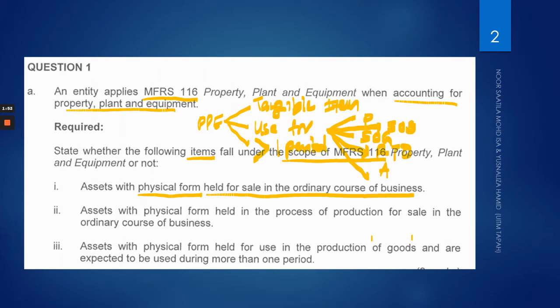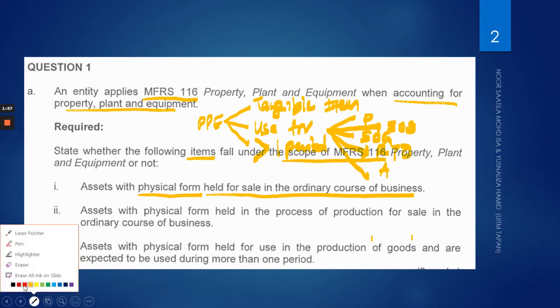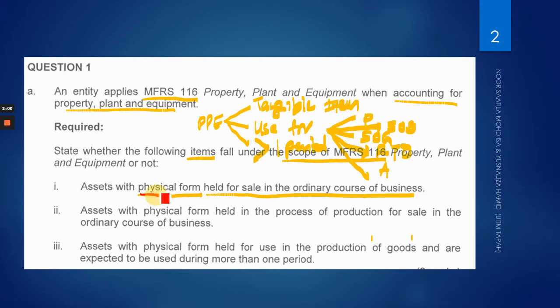Okay, so if you look at what you have here in our question, the question asks about an asset of physical form. Yes, it is physical form, which is a tangible item, but it is held for sale in the ordinary course of business. So it does not fulfill the definition of PPE, because held for sale in the ordinary course of business refers to inventories. Therefore, this item is not a PPE.